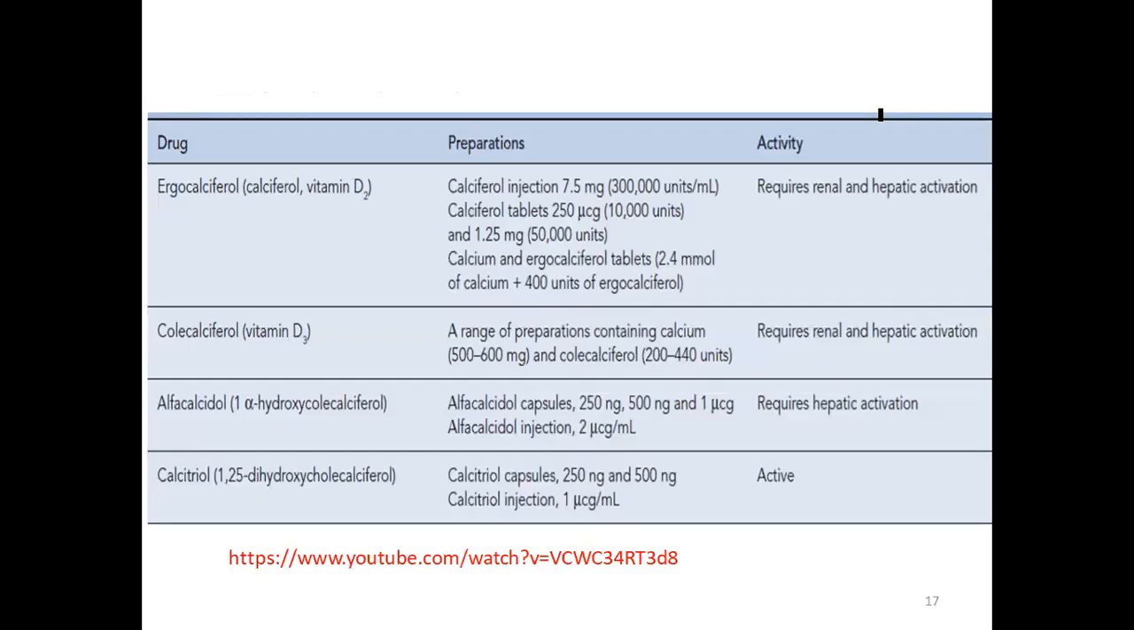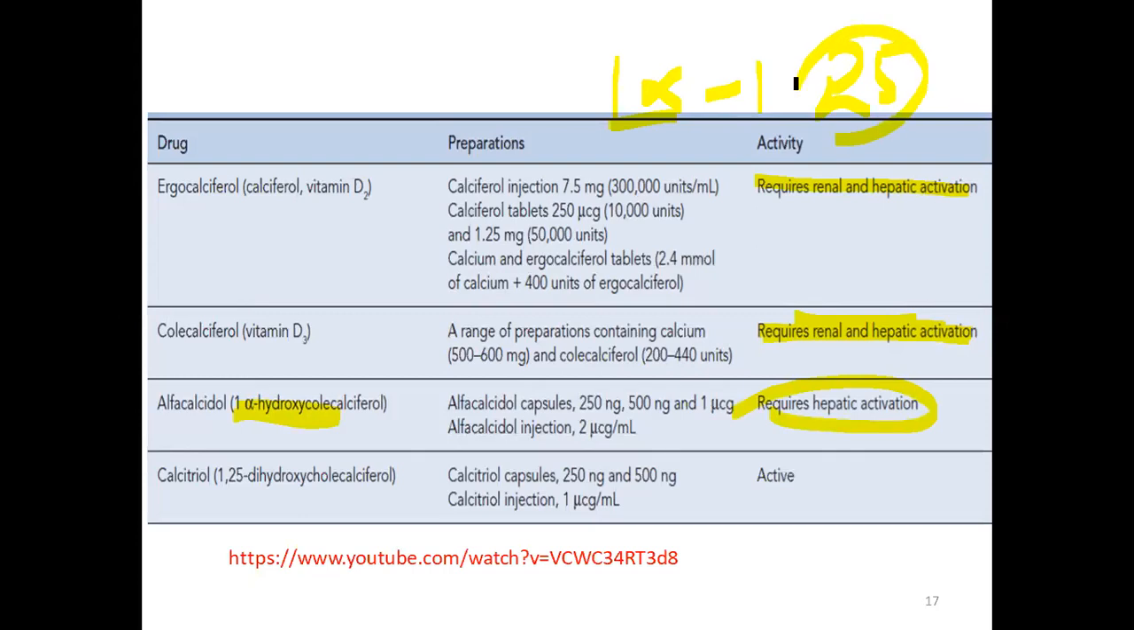So remember, ergocalciferol and cholecalciferol require renal and hepatic activation. They are not yet activated in the liver and in the kidney. Because of that, they require activation, and that is why they require a longer time to see the effect. But alfacalcidol is different. It is already hydroxylated in the kidney, at the 1 alpha position, so what remains is activation in the liver. Remember, 1 alpha hydroxylation usually happens in the kidney, but 25 hydroxylation usually occurs in the liver.